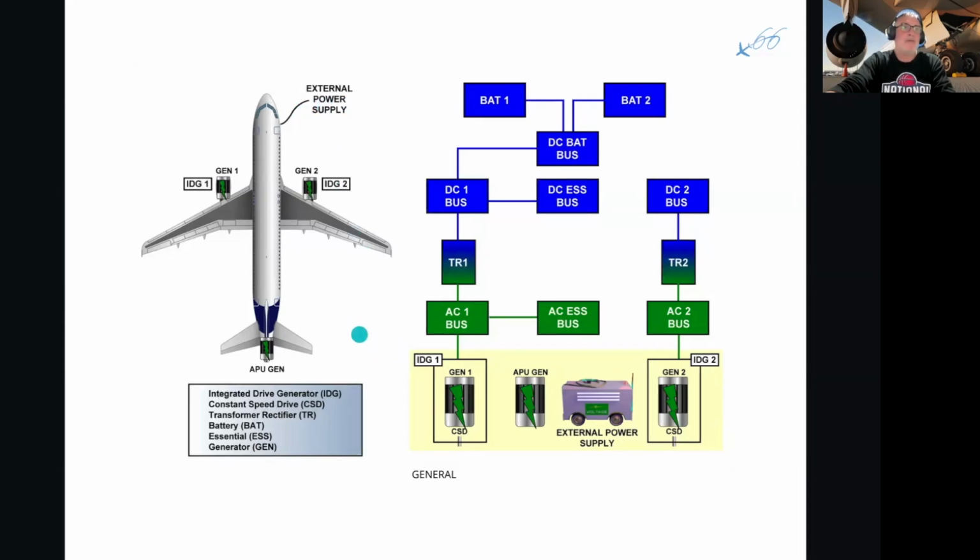So on the ground, we invariably are using the external power or the APU generator. It's an either or. Both can't be supplying at the same time. If the APU generator is supplying, then the external power is not supplying. If the external power is supplying, then the APU generator is not supplying. So one of the two will supply the AC. Once the AC is supplied, you invariably power up the buses: AC bus 1 and AC bus 2.